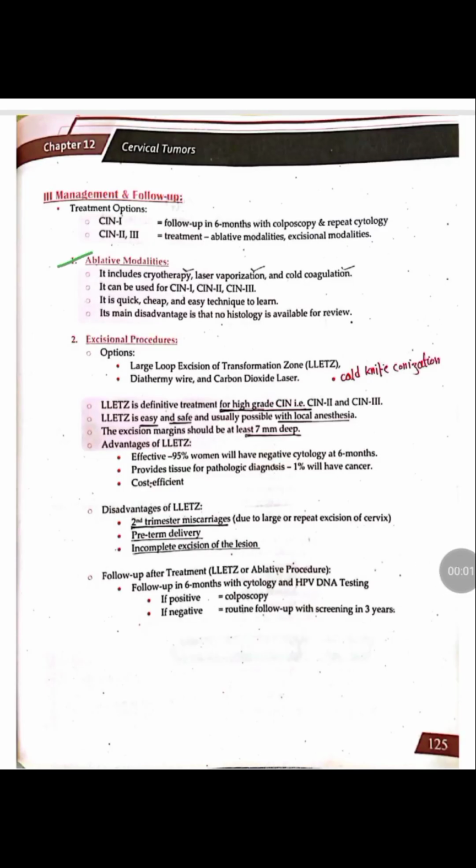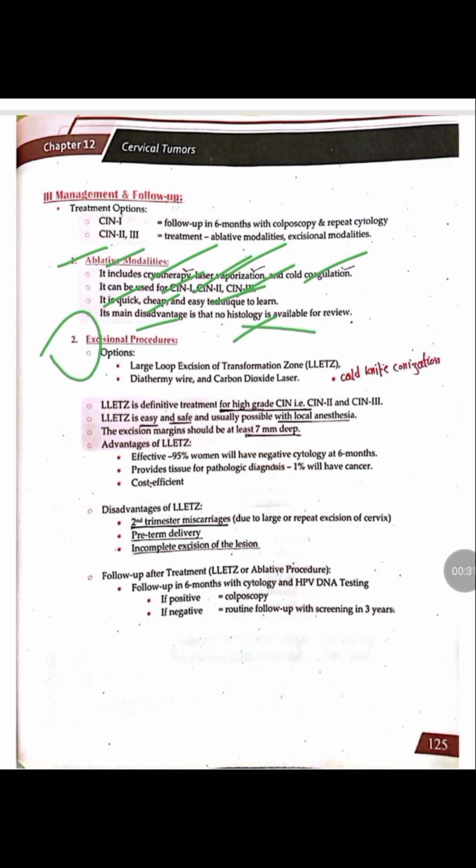First one is the ablative modalities. Ablative modalities involve the ablation of the epithelium showing neoplastic features in the transformation zone. The ablative modalities include cryotherapy, laser vaporization, and cold coagulation, and they can be used for CIN1, CIN2, and CIN3. Ablative procedures are quick, cheap, and easy to learn. But the main disadvantage of these modalities is that there is no histology available for review.